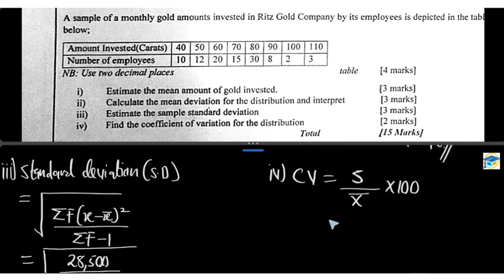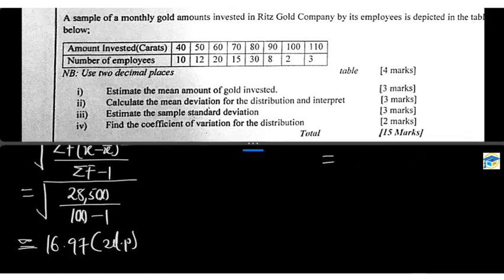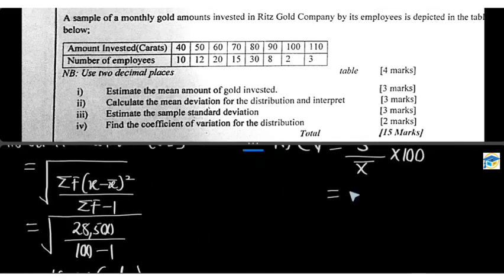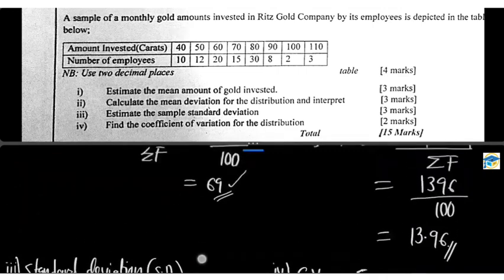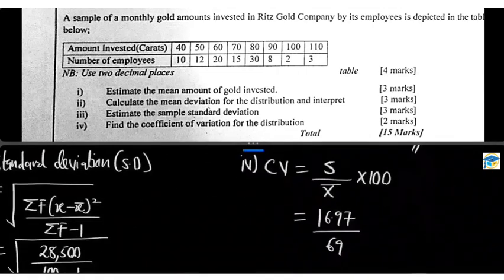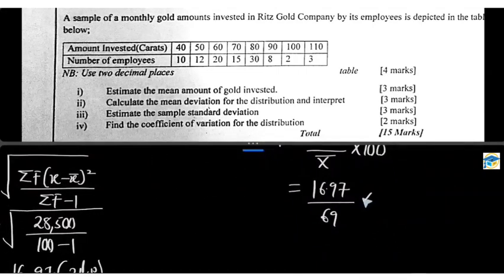Okay, so coefficient of variation is going to give us, so we know per our question the standard deviation was 16.97, so that's going to give us 16.97, and then divided by the mean value or mean amount to be 69 from option I, which is 69, right? And then multiply by 100.